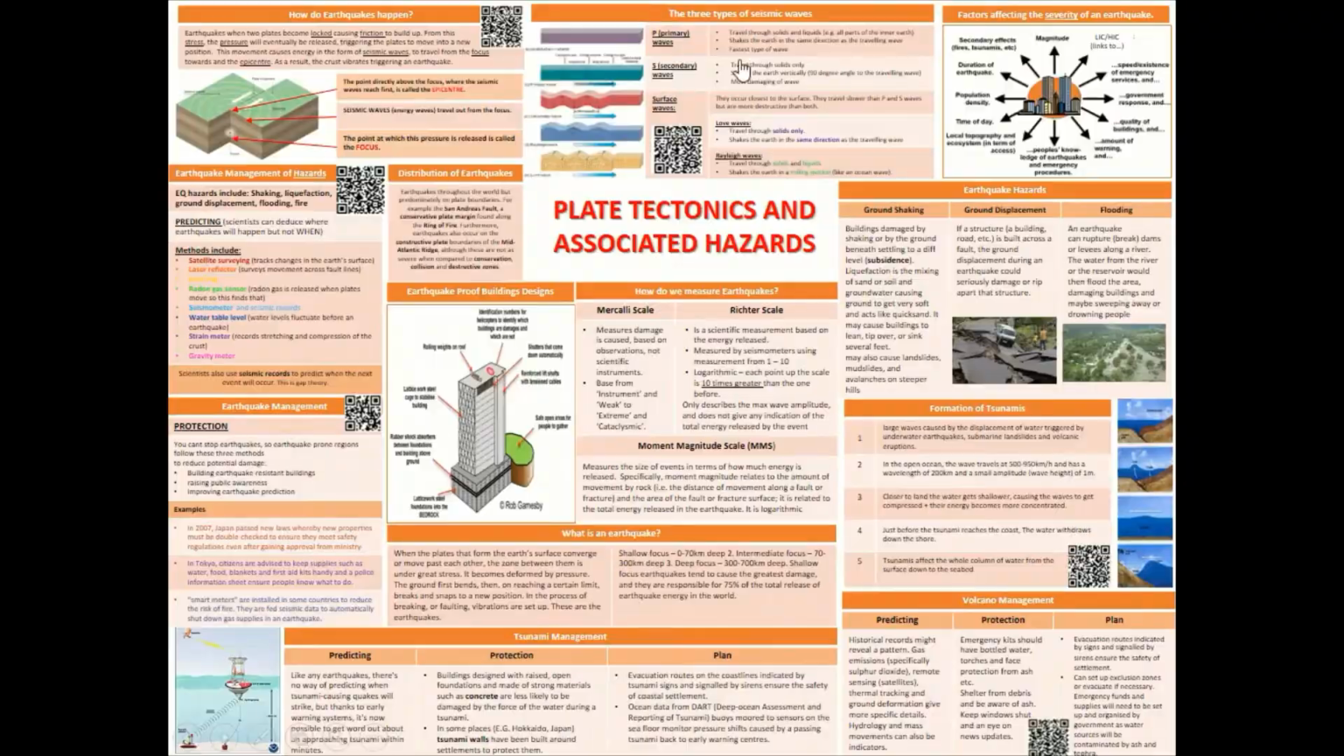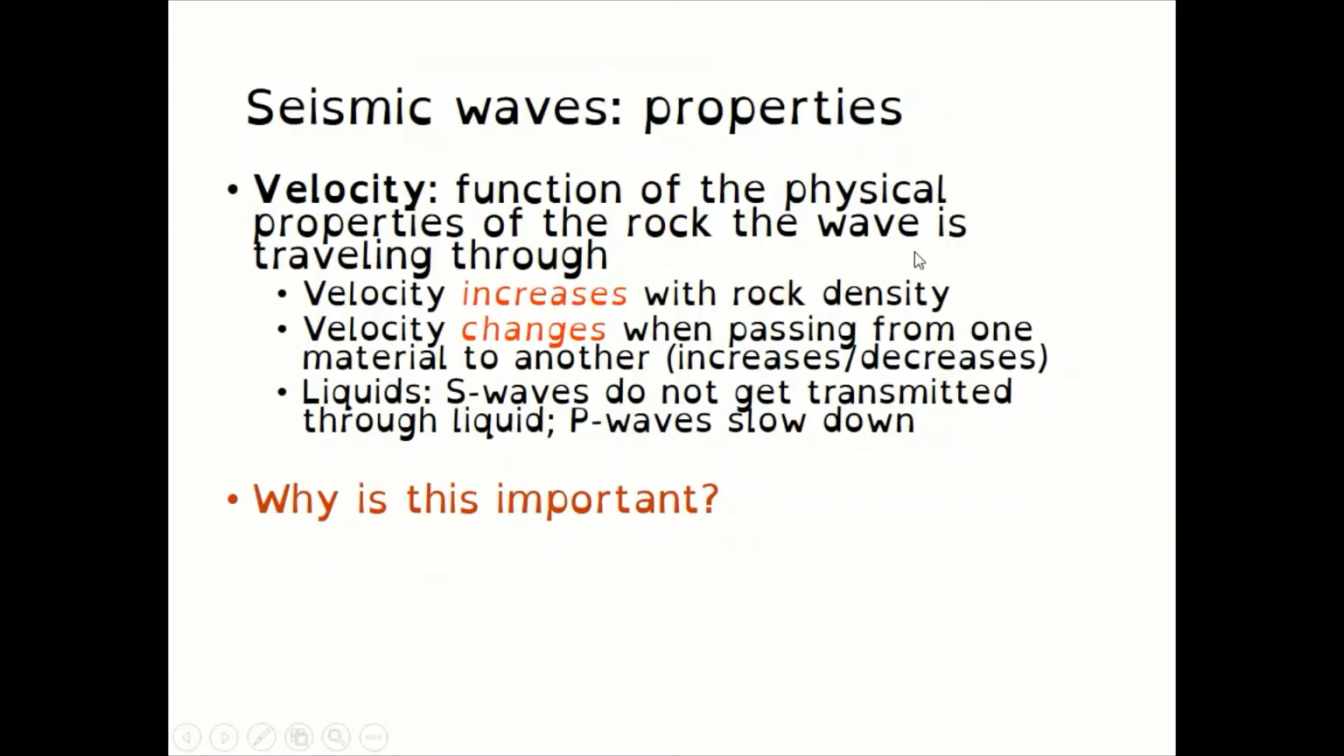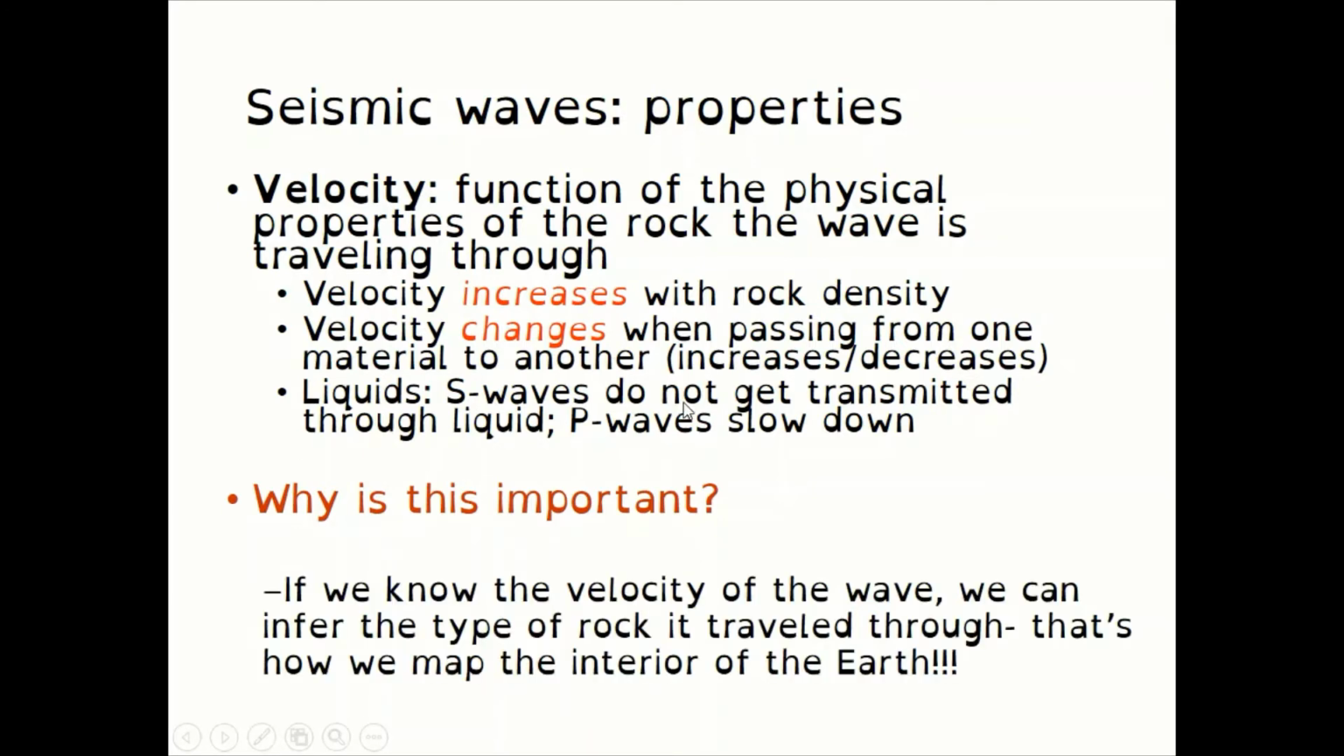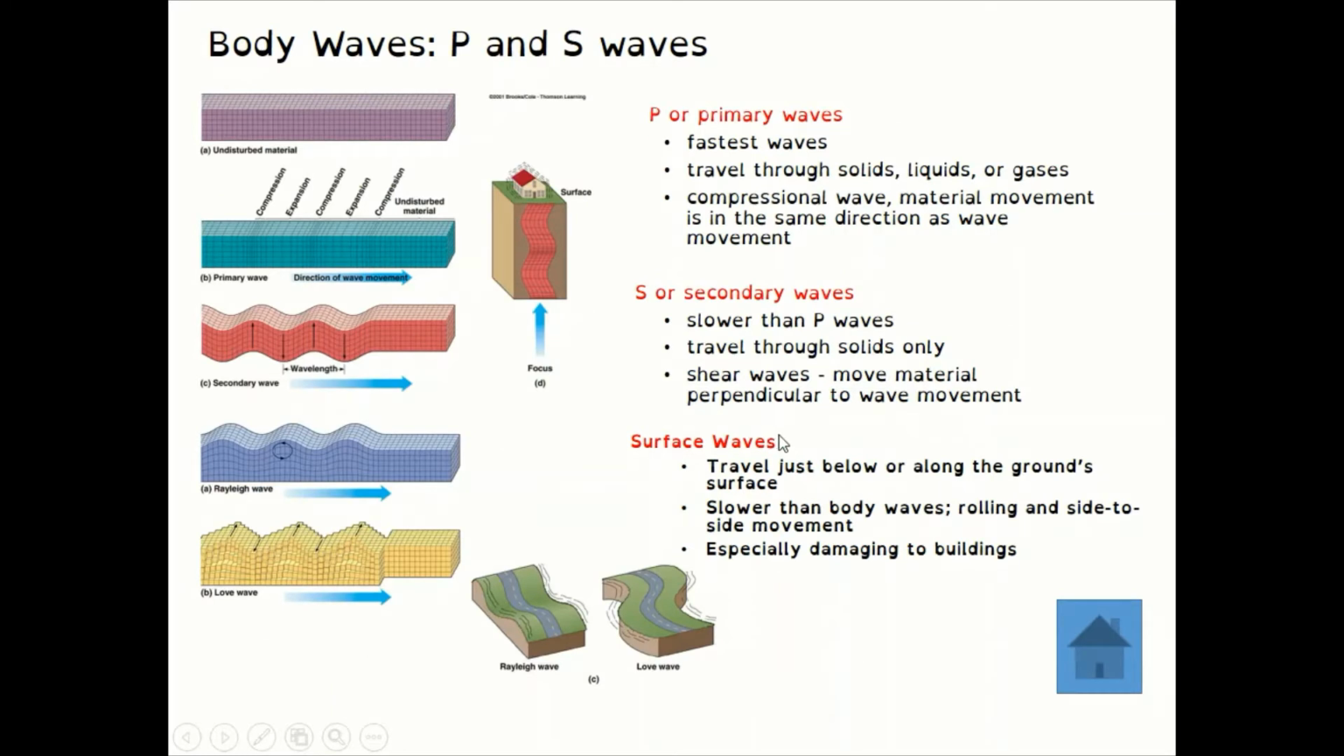And that leads us on to the different types of seismic waves, okay? We need to know this because the velocity is really important, and we can learn a lot from how the velocities of the waves change as they move through different densities and so on. That helps us to map the inside of the planet. They can be broken down into 3 different types.